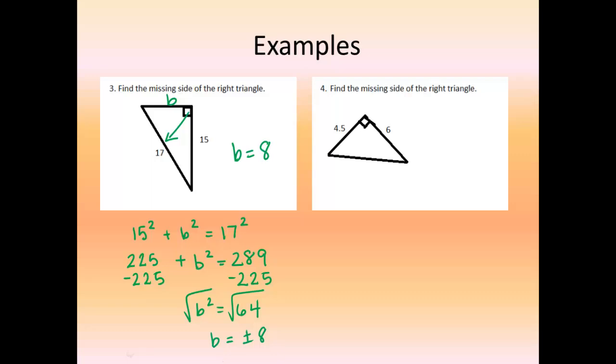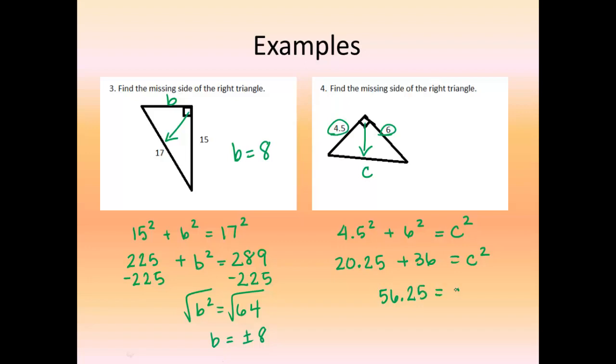Okay, in our next example, find the missing side of this right triangle. Well, I don't have anything across from the right angle, which means that I'm looking for the hypotenuse, or c. So these two values, the 4.5 and the 6, represent the legs. So 4.5 squared plus 6 squared equals c squared. So go ahead and use your calculators and do 4.5 squared, which is 20.25 plus 36 equals c squared. And we'll need to add those two values together.